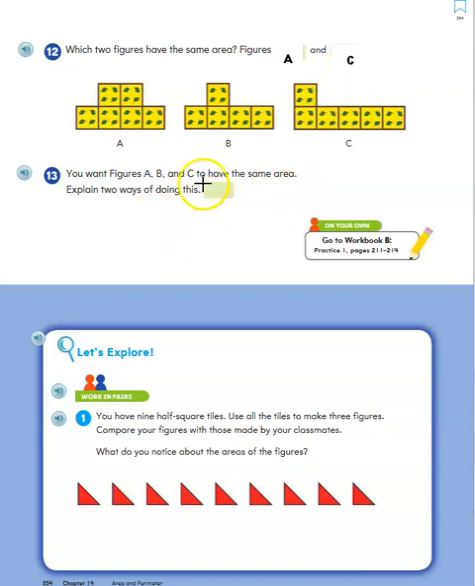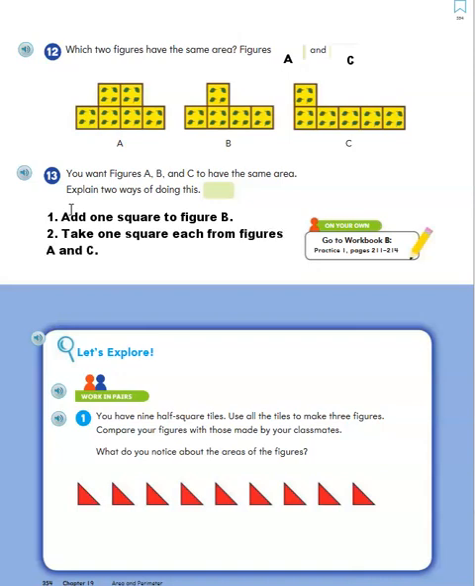And then number 13 says, you want figures A, B, and C to have the same area. Explain 2 ways to do this. So the first way we could do this would be, we could add 1 square to figure B, right? If we added 1 square to figure B, then it would also have an area of 6 square units, like the other 2 shapes. Another thing we could do, we could take 1 square each from figures A and C, right? If we took away 1 square here and 1 of these squares, then A and C would also have an area of 5 square units, just like figure B.